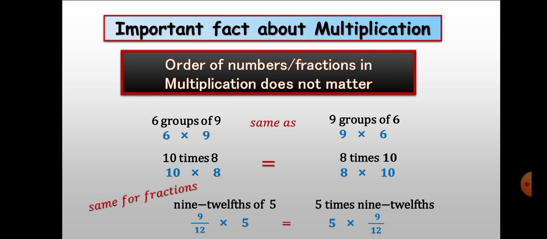multiplication does not matter. Take an example: if I have six groups of 9, that means 6 multiplied by 9. If I have 9 groups of 6, that means 9 multiplied by 6. So they are the same, the answer is going to be the same. Like 10 times 8, 10 multiplied by 8, and 8 times 10, 8 multiplied by 10. The answer is the same. Like 9 twelfths of 5, that means 9 over 12 multiplied by 5, and even if I say 5 times 9 twelfths, that means 5 multiplied by 9 over 12. So both ways we have the same answer. Whichever way you want to do it, it's your choice.